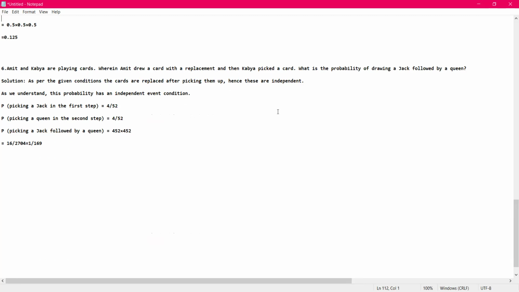It means we are following two steps. From those two steps, the first step is the probability of picking a jack. How many jacks are there out of 52 cards? There are four jack cards. So out of 52 we are picking four jack cards. That's why 4 by 52.